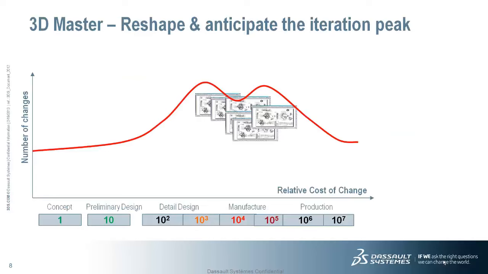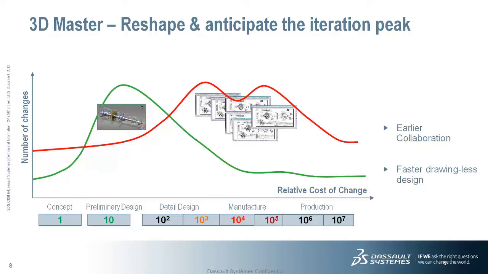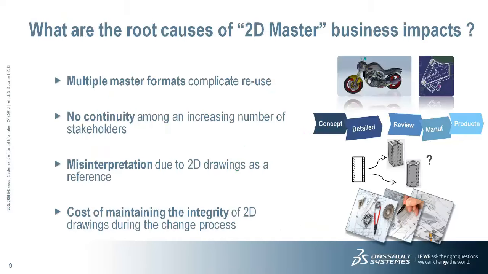It's well established that the later in a program a change is discovered or made, the more expensive it is. So the challenge is, how can we anticipate to find the problems earlier and make the changes sooner and at lower cost? So now let's explore in more detail the root causes of the negative business impacts of 2D master. We have summarized this in 4 points. The first is to say that when you start design of any product, it is very, very rare to start from scratch. You almost always start from something existing. With 2D master, of course, the existing is not simply a single piece of data.